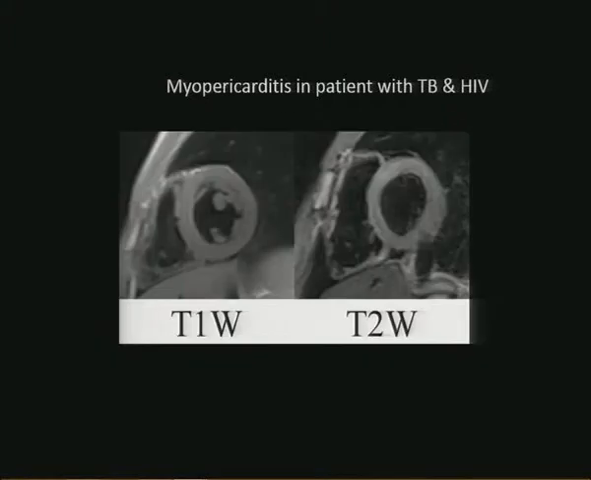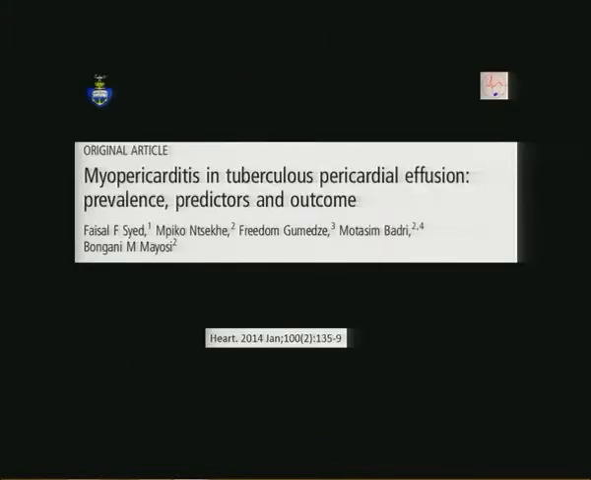This is T1 and T2 weighted images of someone, again, presenting with TB of the pericardium, so with suspected myopericarditis. And again, it doesn't project. But here, the important thing to highlight is the actual inflammation and edema within the myocardial wall. So this issue of myopericarditis has become quite important in our setting, again, where HIV and TB are quite high.